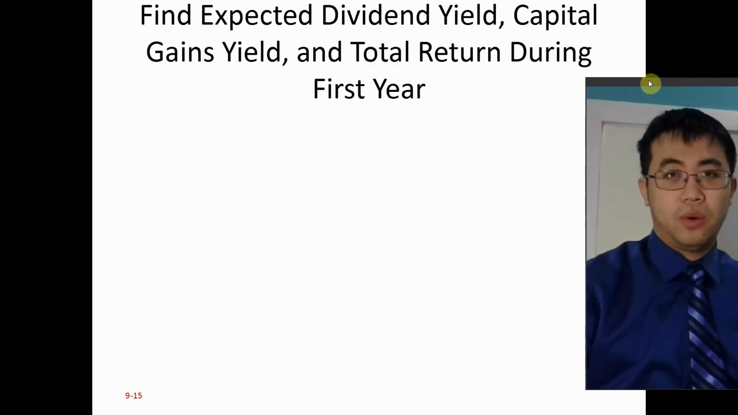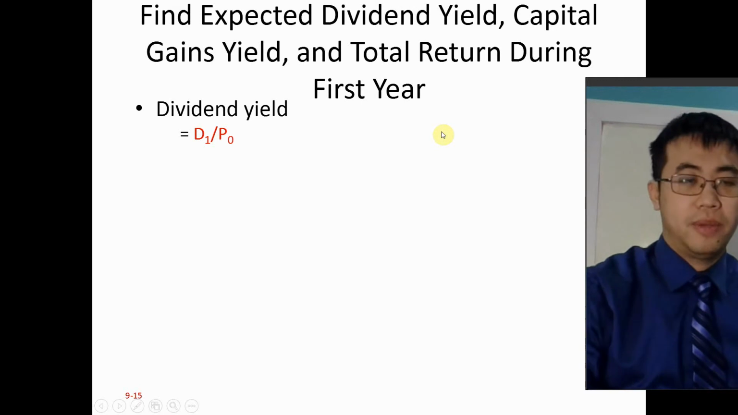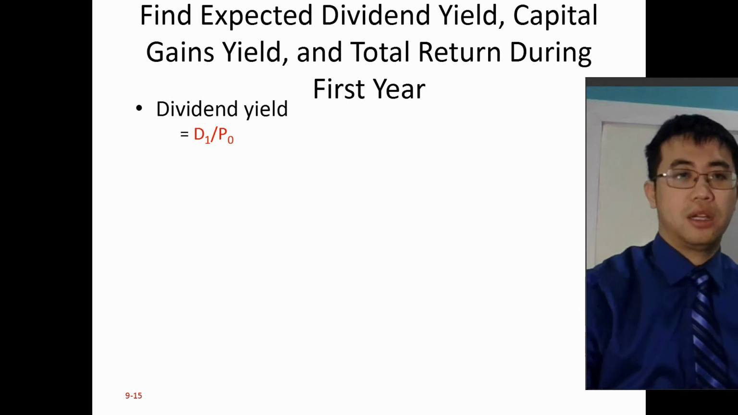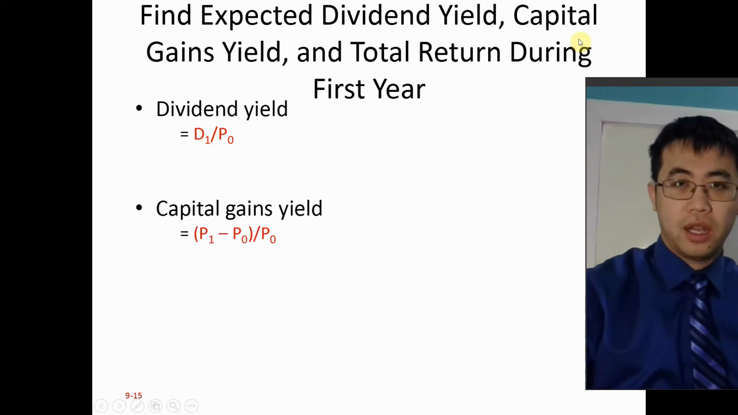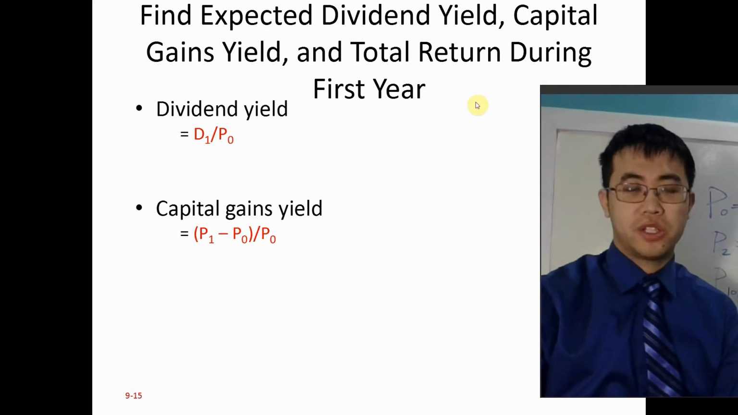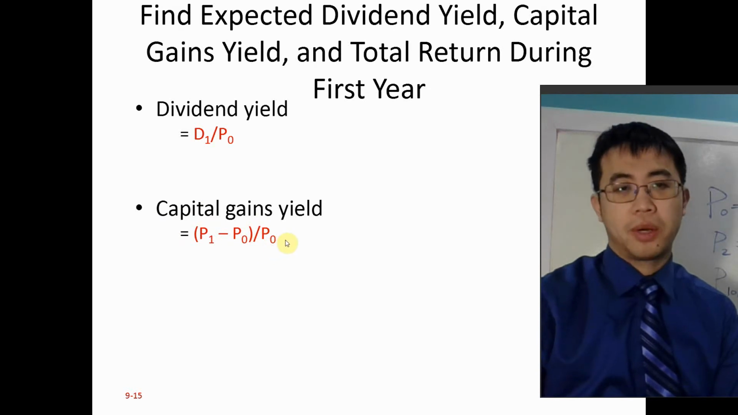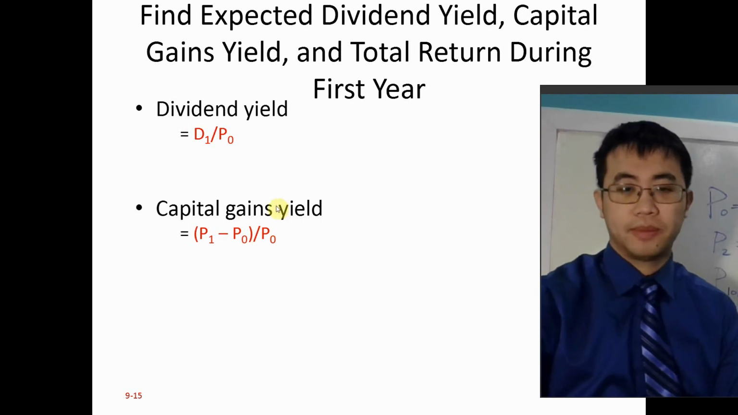All right, and here are some more terminologies. Dividend yield is basically the first dividend you receive over the price you pay today. Then you have capital gains yield. This is a very important concept. It's just the percentage change of the stock price: the new price minus the old price, divided by the old price. We were exposed to this in chapter number 7, how to get the price change in percentage. That price change in percentage is also called capital gains.